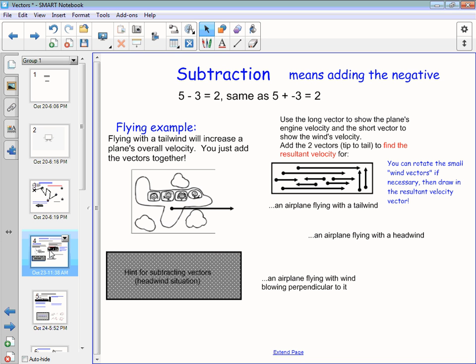Okay, thank you, volunteer. So it says use the long vector to show the plane's engine velocity and the short vector to show the wind's velocity. So what we're going to do is have, it says, an airplane flying with the tailwind. So this guy right here, this is the engine's velocity. So what you need to do is figure out which one would represent the tailwind and add it on tip to tail.